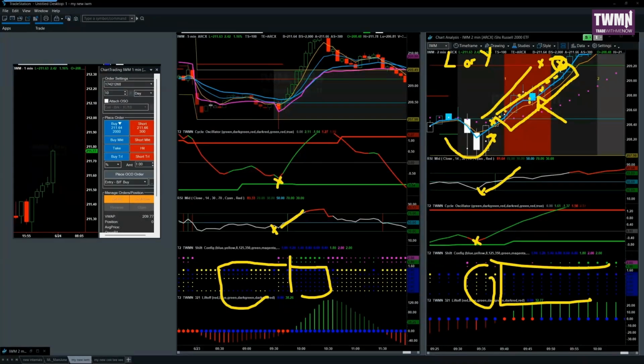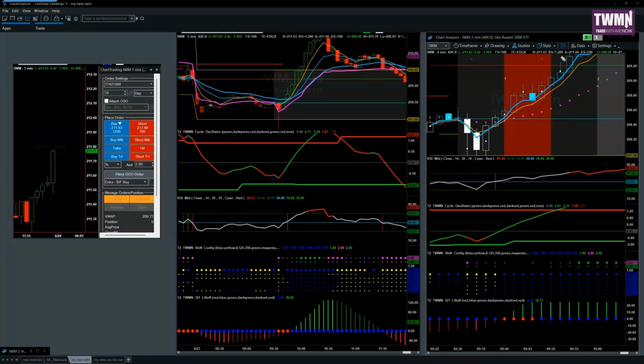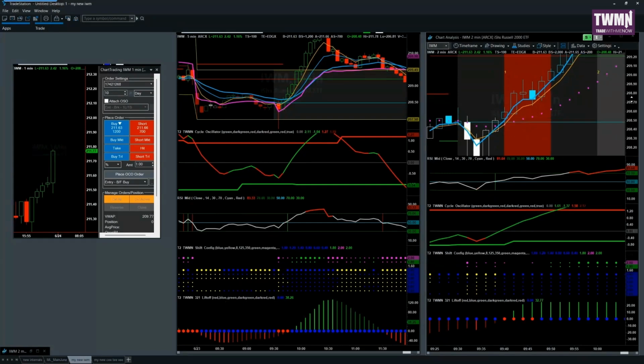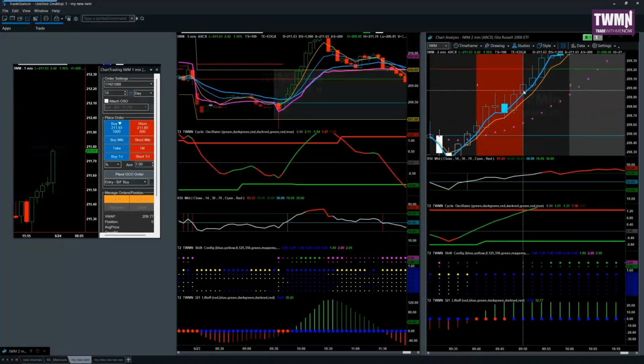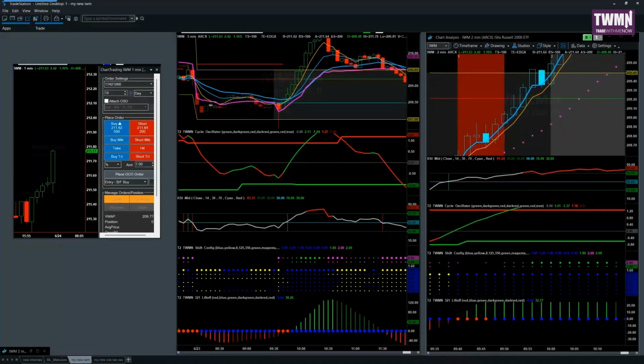Fantastic, right? Anybody see any ambiguity? There's literally none. There's no ambiguity here at all. So that's number one. Number two is once you become a little bit more experienced and you take this trade, can you see why you would not have exited the trade here on this candle?